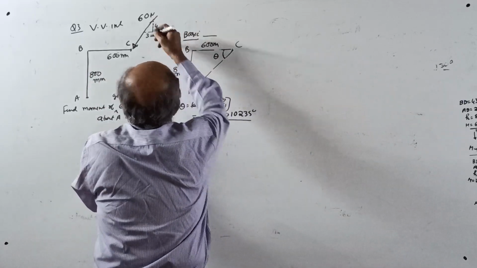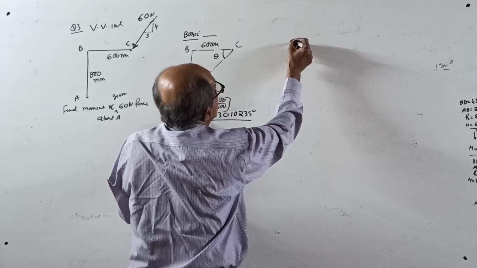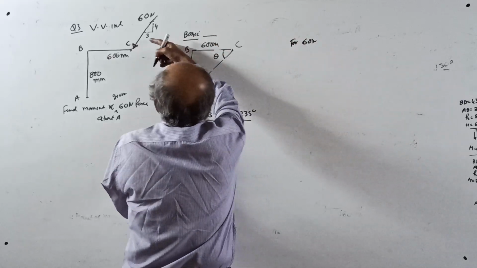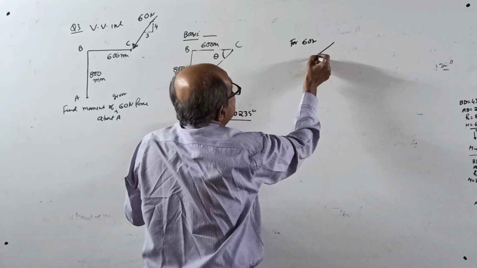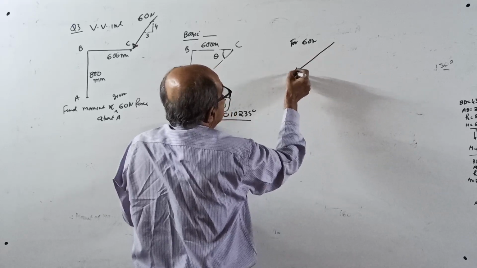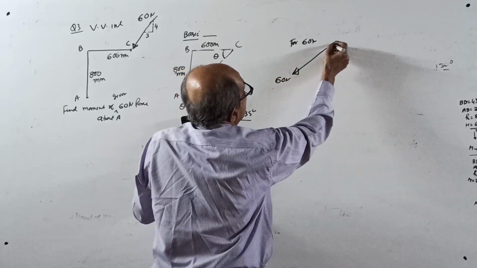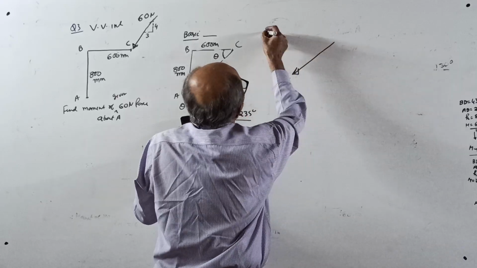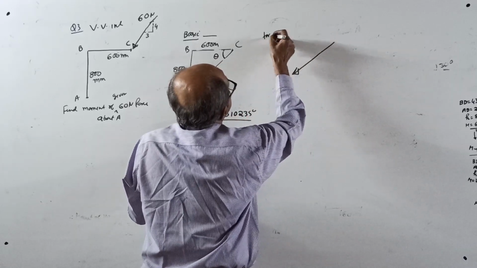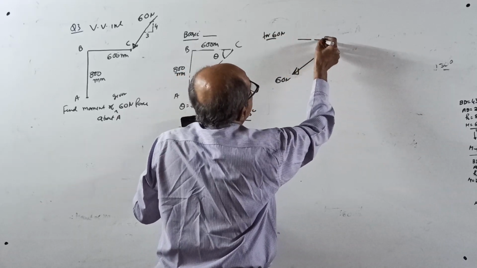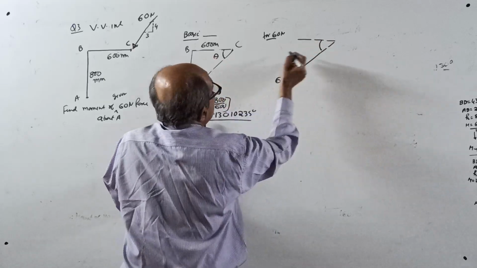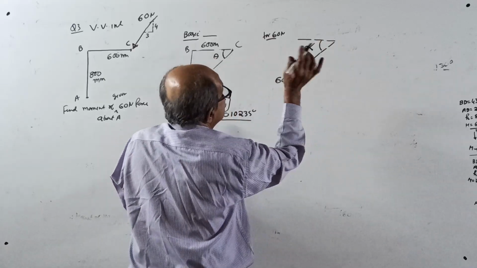Now you require the angle for the 60 Newton force. Again, the angle is not given. See here, the 60 Newton force is here. We want the angle with the horizontal, let it be alpha.